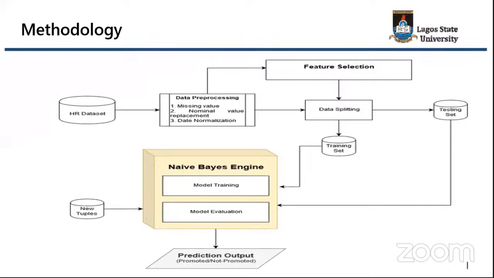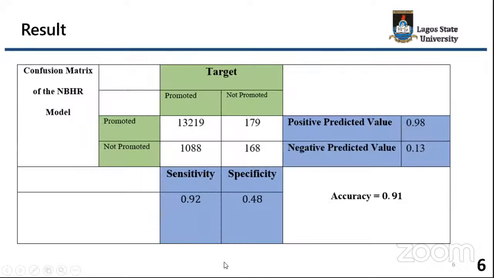We split the data into training and testing, and we put it into the naive Bayes model. And then it gave us whether the staff is promoted or not. This is the result. We had just 48 instances, and we discovered that this is the confusion matrix: 13,008 became the true positive and 168 the true negative.